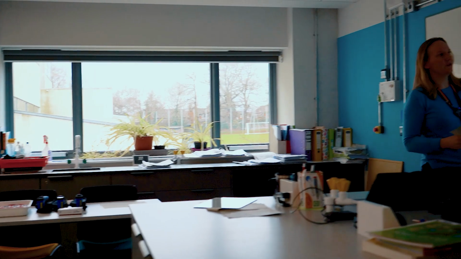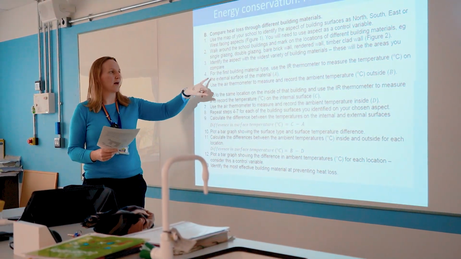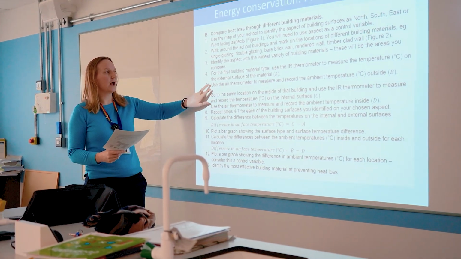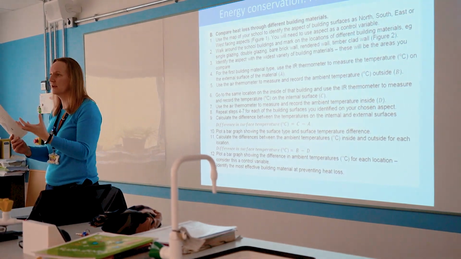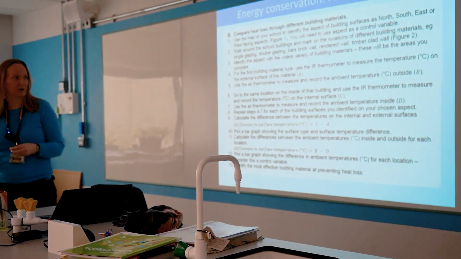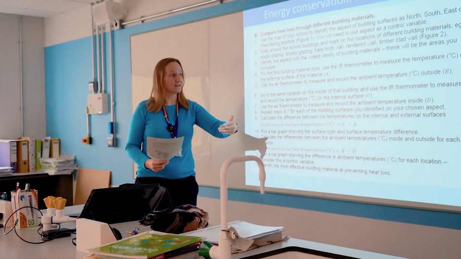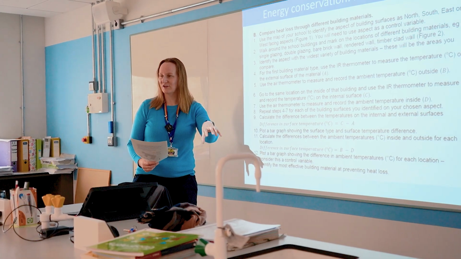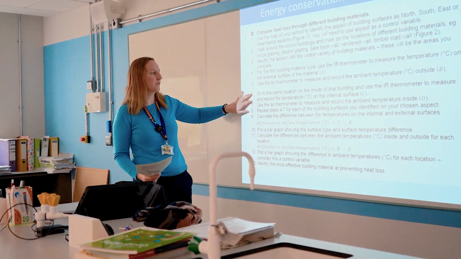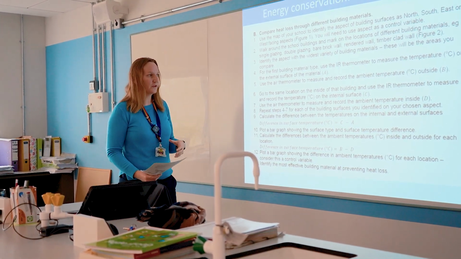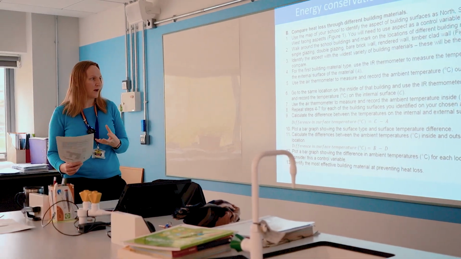For the first building type, take the infrared thermometer and measure the temperature on the outside of the material. That will be A. Then use your air thermometer to measure the ambient temperature. What is the temperature like in the air around you at that point? That is B. You then need to go into the inside of the building in the same location and do exactly the same. Use the infrared thermometer, record the temperature, then use the air thermometer to measure the ambient temperature in that area.